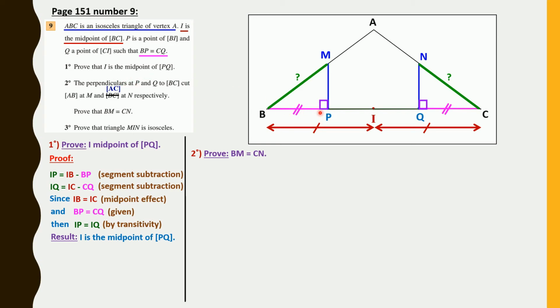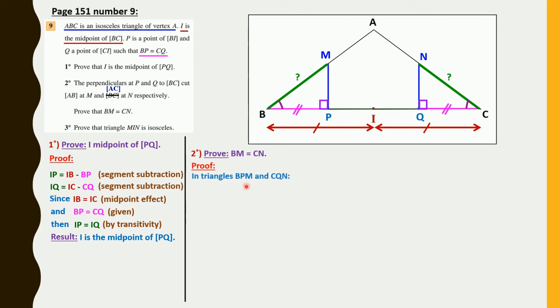Let's see, what about the side? Can we say anything about PM and QN? No information is given. We cannot claim that they are equal. Now, what about the second angle adjacent to BP and QC? Angle PBM is equal to angle QCN because they represent the base angles of this isosceles triangle ABC of vertex A. So we found our three pieces of evidence.